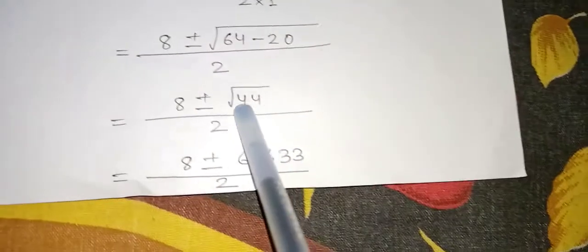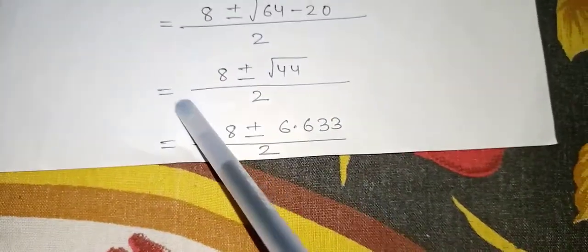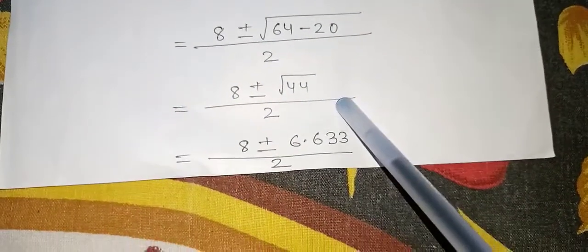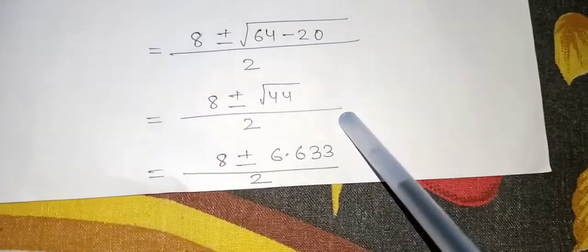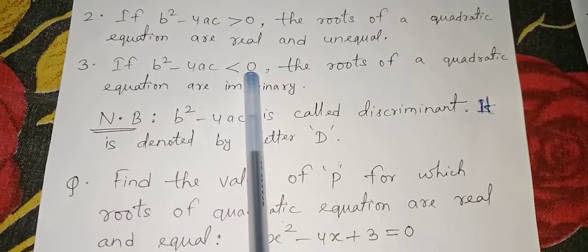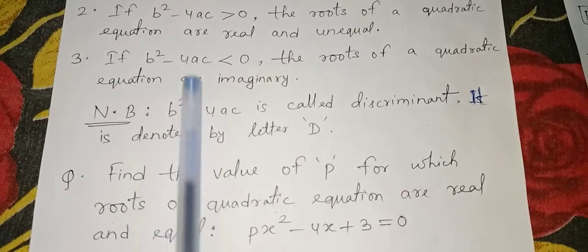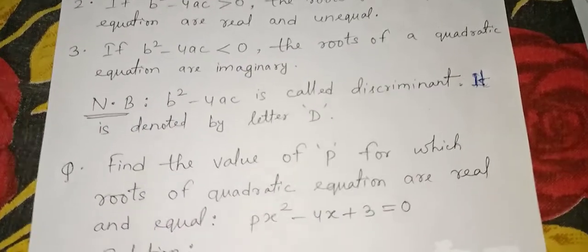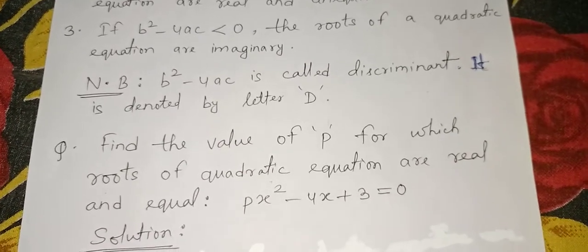That means if here minus 44 comes, that means a number inside the root, if it is negative number, it cannot be solved. That means the value of x will be imaginary. That means it cannot be solved and it has no existence. So when the value of b square minus 4ac is less than 0, that is negative number, minus 1, minus 2, minus 3 and so on, then the roots will be imaginary. That means there will be no existence of the roots of the equation.